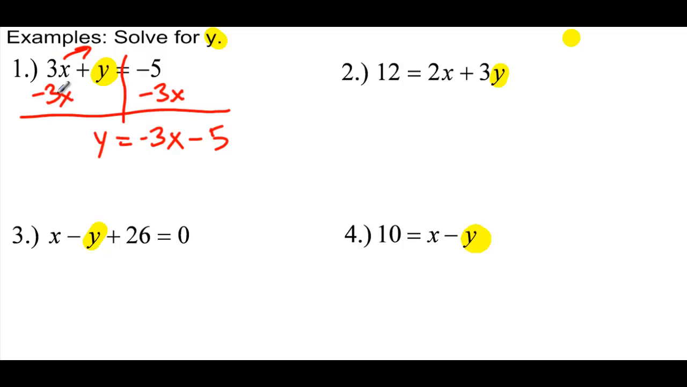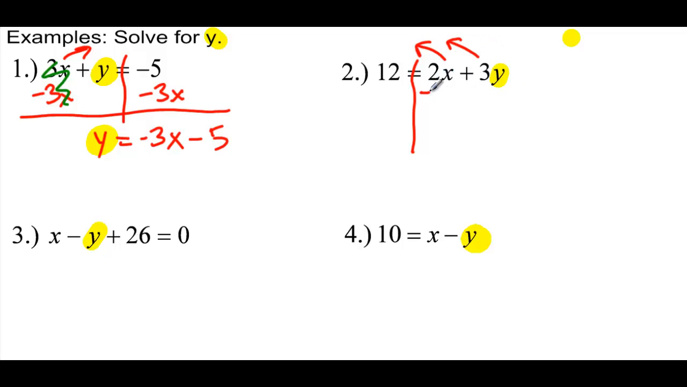Notice those cancel each other out, so 3x minus 3x, that's gone, so y is equal to that. So you know you're done when y is the only thing left. Take a look at the next example. Okay, so I want to move the 2x over, and I want to move the 3 over. So let's see how we do that.